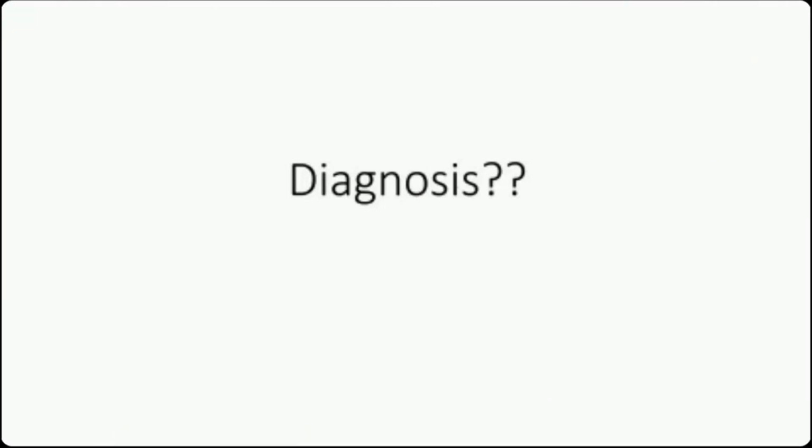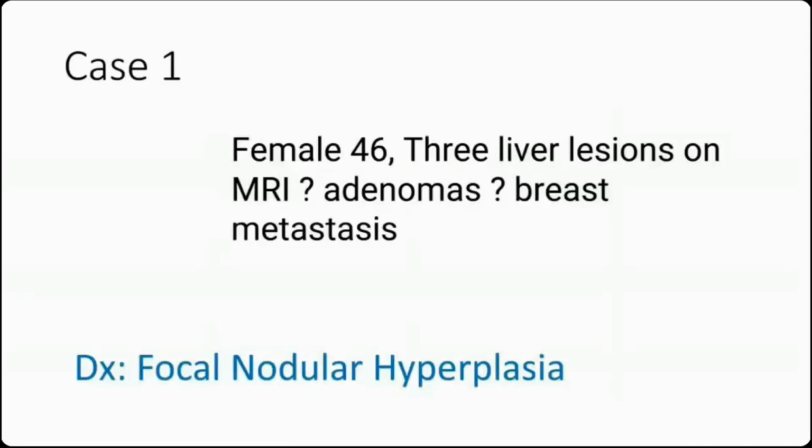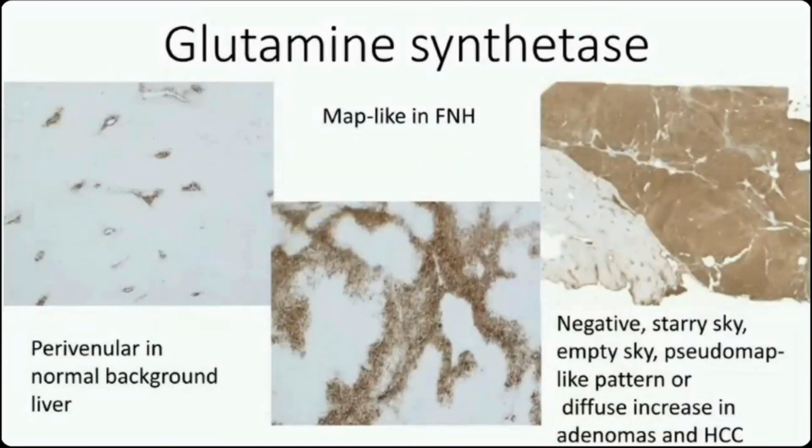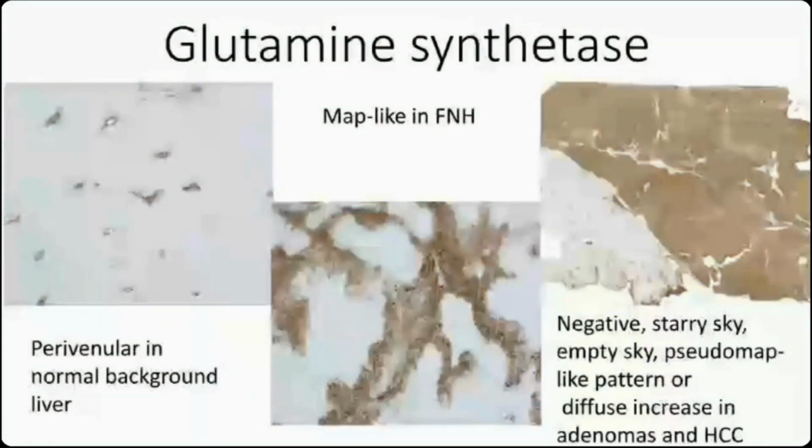So diagnosis. You're welcome to put it in the chat if you want to be interactive, but you don't feel you have to. But if anyone has any ideas, please feel free to put them in. But this isn't a test, and I'll happily tell you the answer. So this is focal nodular hyperplasia. So the glutamine synthetase in this case is very useful. In focal nodular hyperplasia, it classically has a map-like pattern of staining, compared with the background liver that we saw previously.